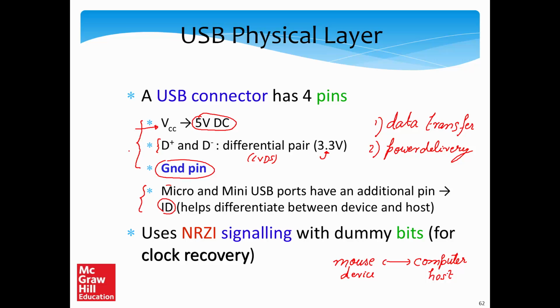So the signaling mechanism that we use is the NRZI signaling mechanism with dummy bits, of course, for clock recovery. So recall that we needed dummy bits. The reason being that if you have a constant voltage, then you'll not be able to recover the clock. We might fall out of synchrony. So that is the reason it was necessary to force a 1 sometimes, such that at least there'll be some transitions and the clock can be recovered.